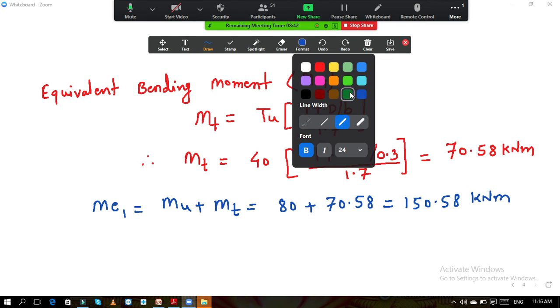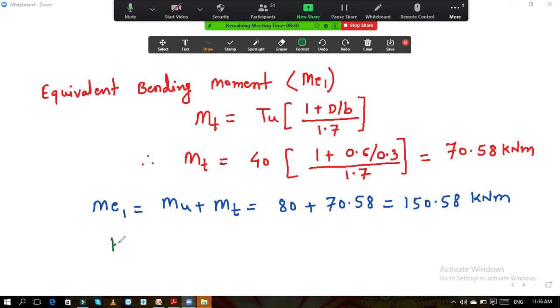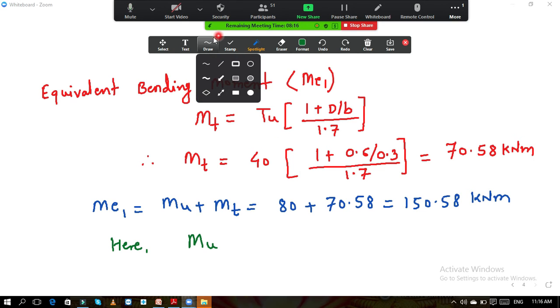Okay. So now if I check over here. So here what is happening? Here Mu. What is the value of Mu? The value of Mu is 80 kilonewton meter. And what is the value of Mt? The value of Mt is 70.58 kilonewton meter. Okay. So who is greater now? So we can easily say that Mu is greater than Mt.